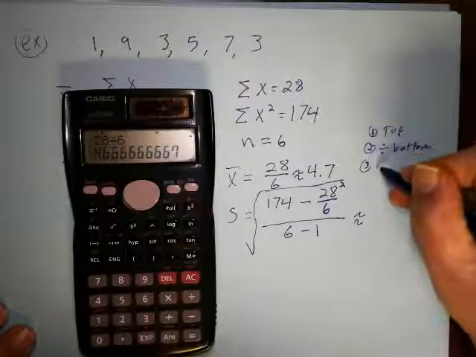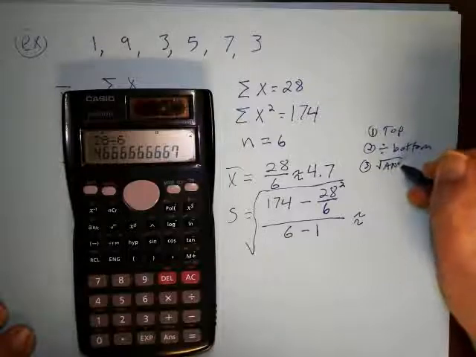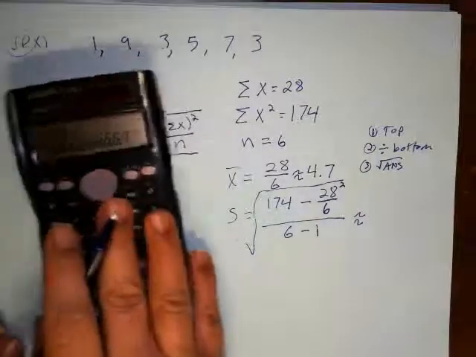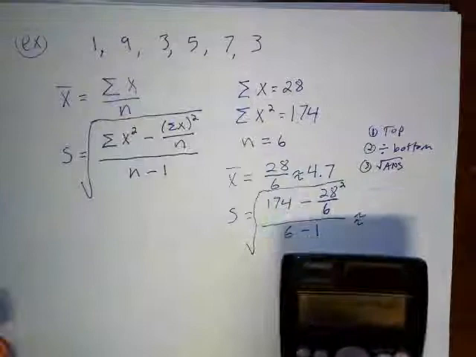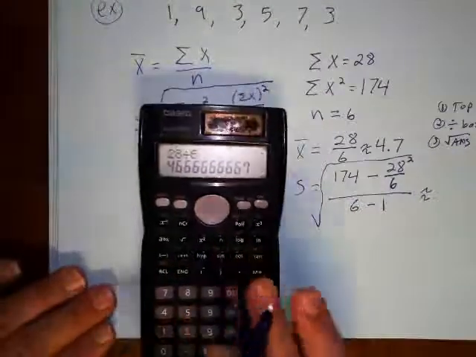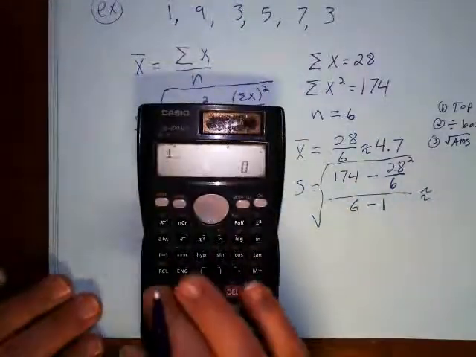And then the third step is to take the square root of the answer. Right? And so do it in those 3 steps. Don't try to put all this in your calculator at once. Okay, so here's how you would do it.